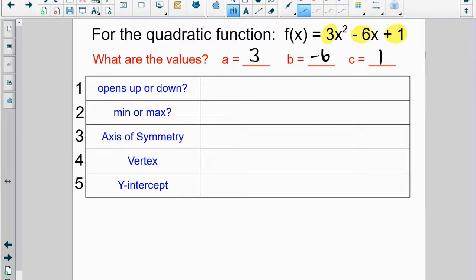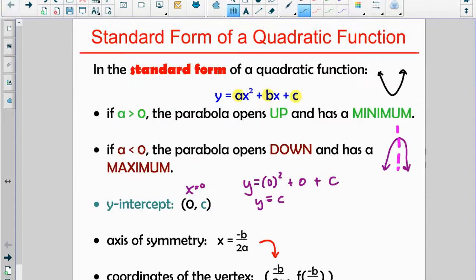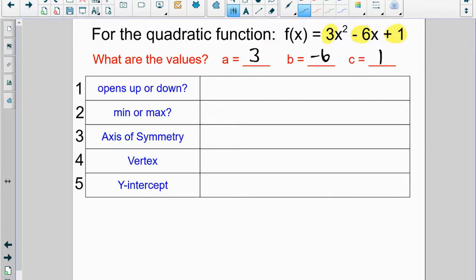So let's use what we know to determine these 5 things. Does it open up or down? Does it have a minimum or maximum? Find the axis of symmetry, the vertex, and the y-intercept. So let's start with the number 3. 3 was the value of a, and you might recall from our notes, a will tell us if the parabola opens up or down, and also then if it has a minimum or a maximum. It all has to do with whether a is positive or negative. So in our example, we see that a is a positive number.